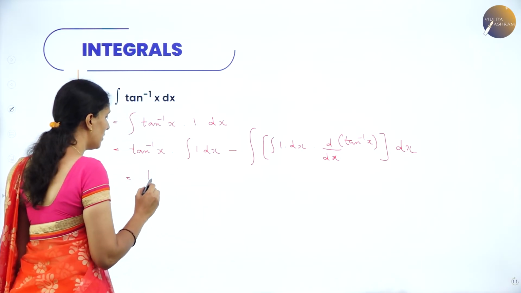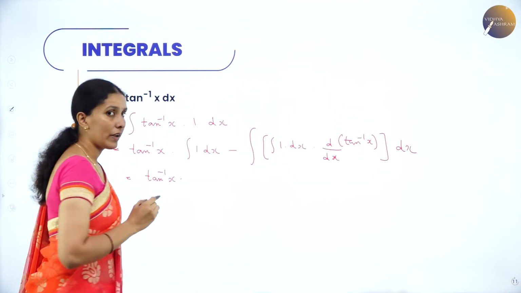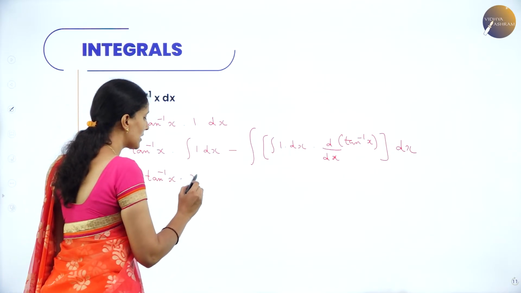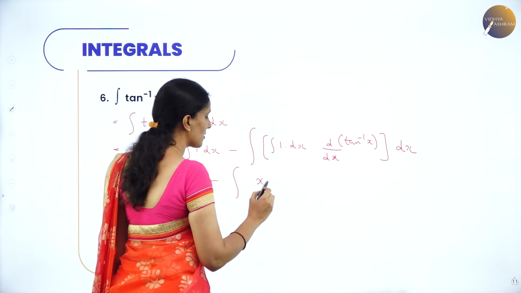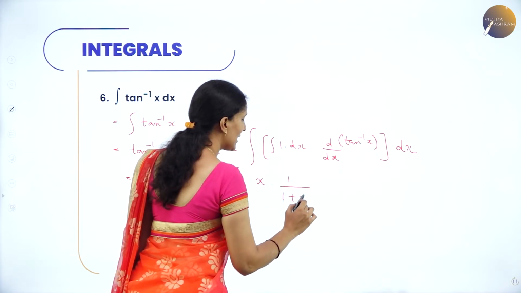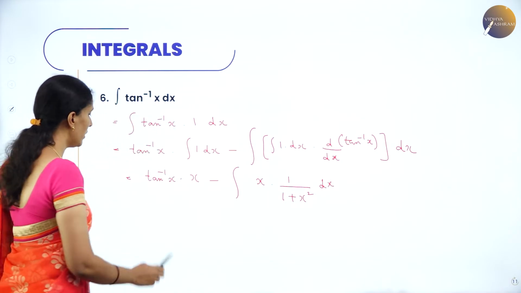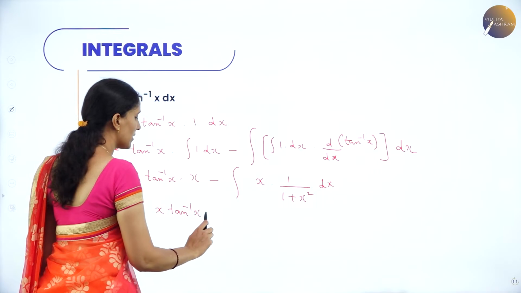So let's write here tan inverse x. What is the integral of any constant with respect to dx? It is x. So 1 into x, it is x, minus integral of x into the derivative of tan inverse x, which is 1 over 1 plus x square, with respect to dx. Now this can be written as x tan inverse x minus.